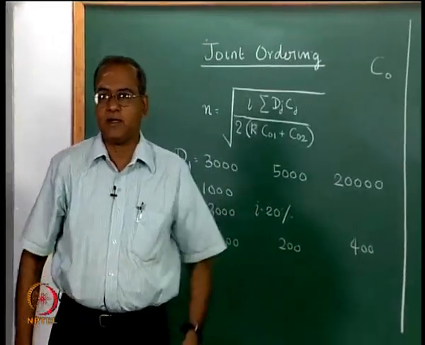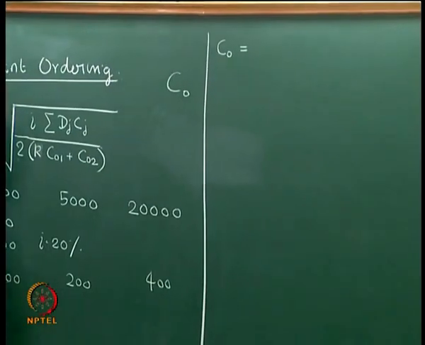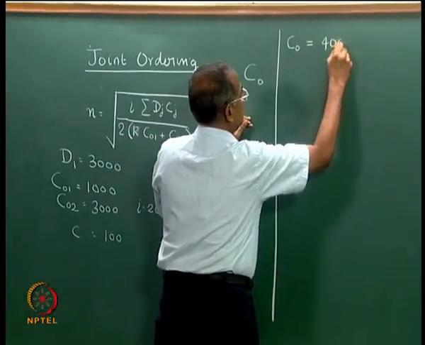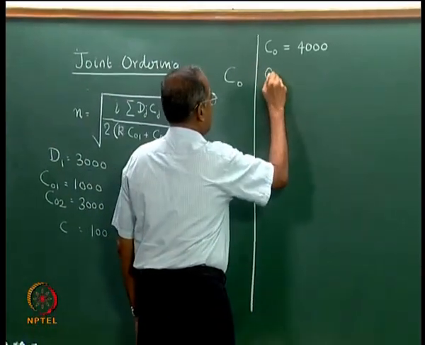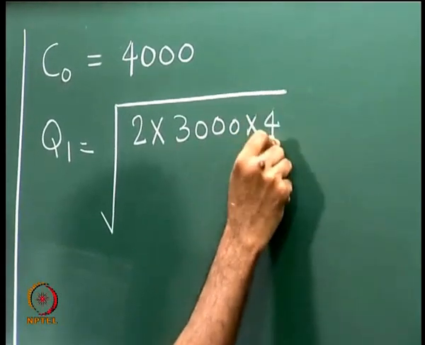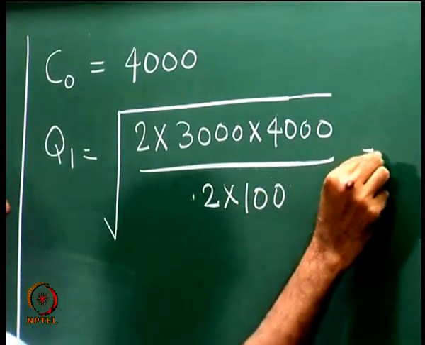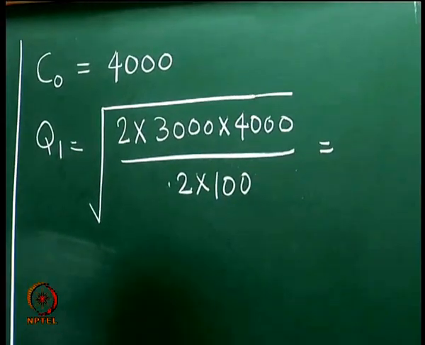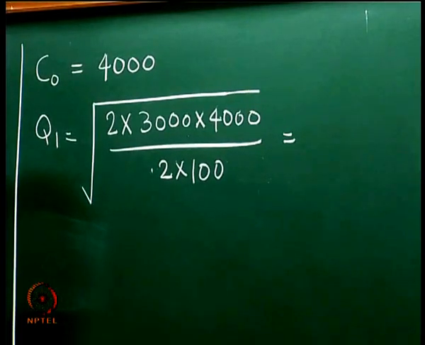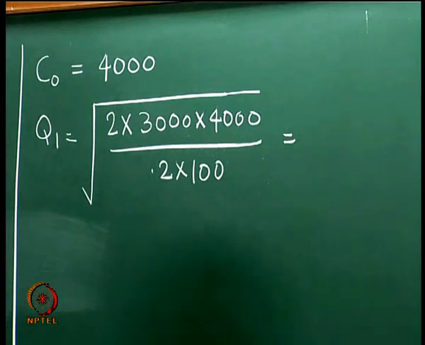So, we look at the first situation, when the 3 items are ordered separately according to their economic order quantities. If we do that, C naught for each item will be the sum of the admin cost, which is 1000, and the truck cost, which is 3000. So, C naught will be 4000. And for the first item, Q1 will be the root of 2 into demand 3000 into 4000 divided by 0.2 into 100, which on computation becomes 1095.44.